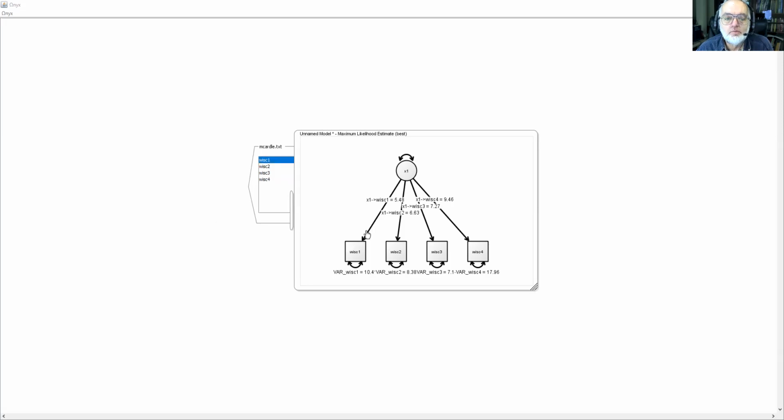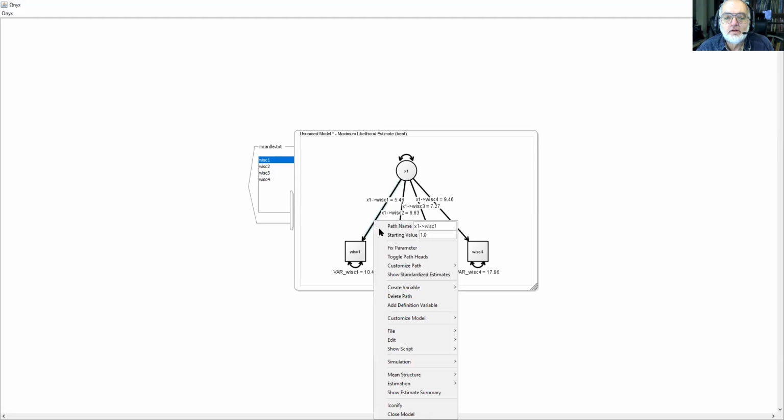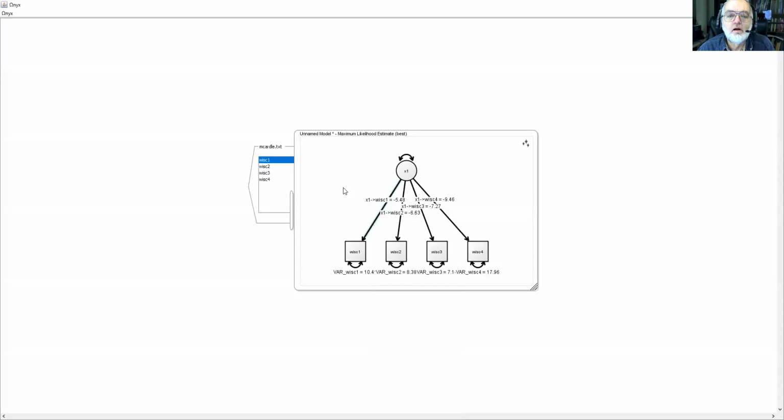I'm going to come over here to this first loading and come down to the starting value part. And instead of having the starting value be 1.0, I'm going to have the starting value be -1. Well, look what happened. Rather than having 4 numbers that were all positive, I have 4 numbers here for loadings that are all negative numbers. Is that a problem?